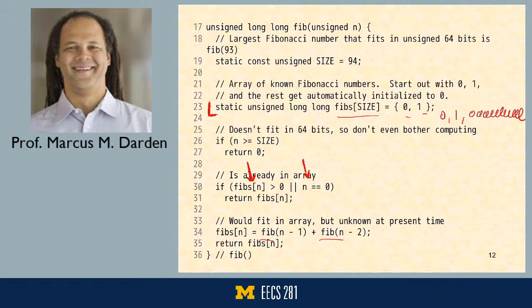All right, one other thing up there that's our primary comment, line 18. The largest Fibonacci number that fits in unsigned 64 bits. So we've got an unsigned long. The largest number that we can fit in there is fib 93. So if we try to calculate fib 94, it's actually going to overflow the 18 quintillion variable. So we can't go above that.